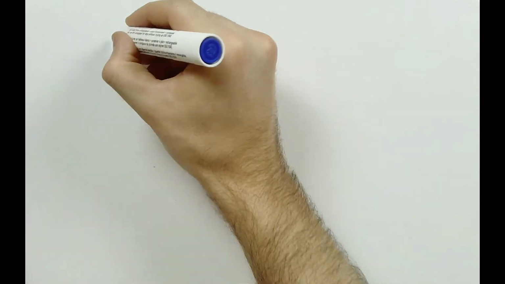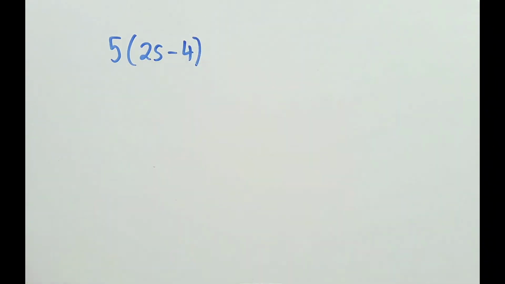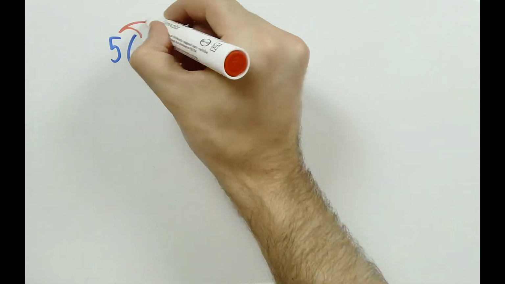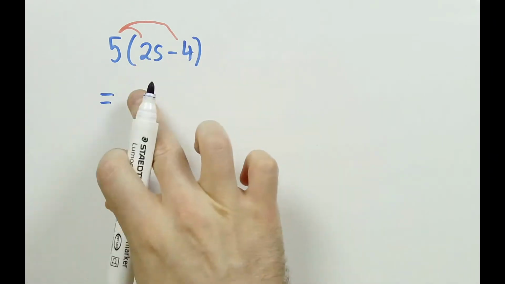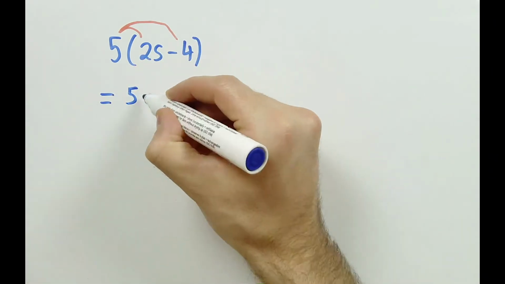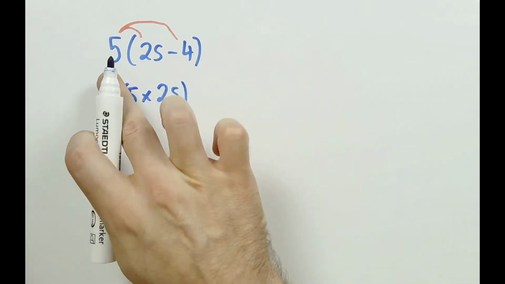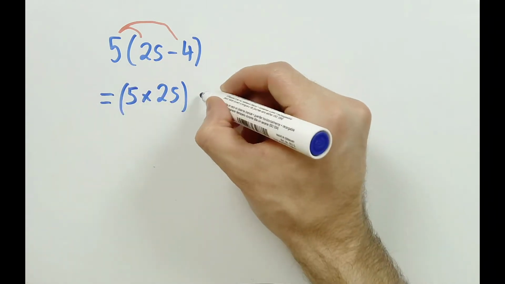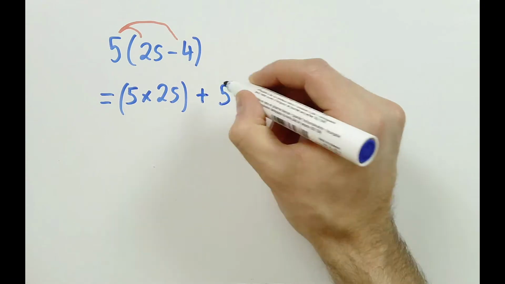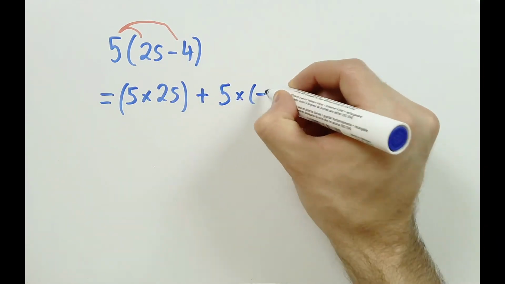So let's say we have 5 outside of (2s - 4). If we were to redraw our lines in order to expand these brackets, the first component is 5 times 2s. So the value outside the bracket multiplied by the first value in the brackets, then plus 5 times the second value in the brackets, which in this case is negative 4.